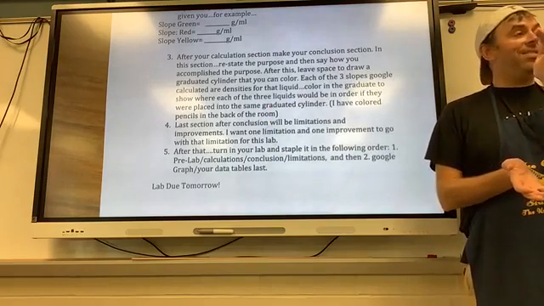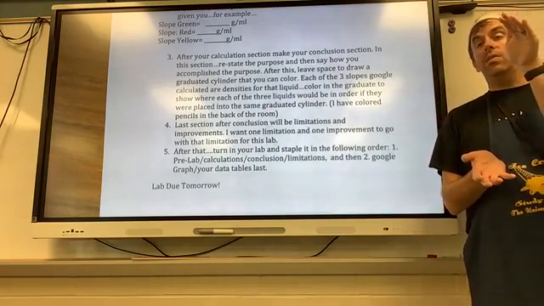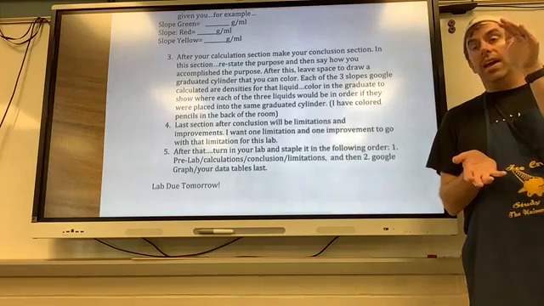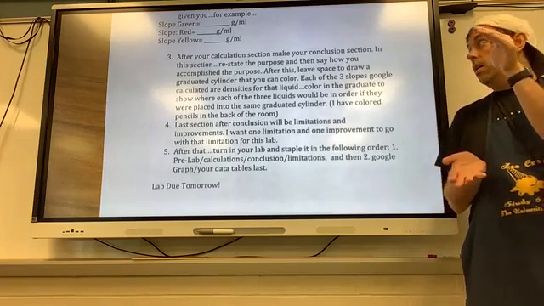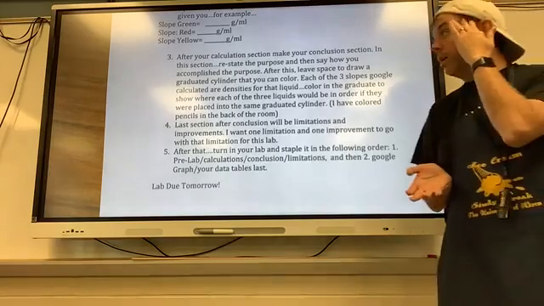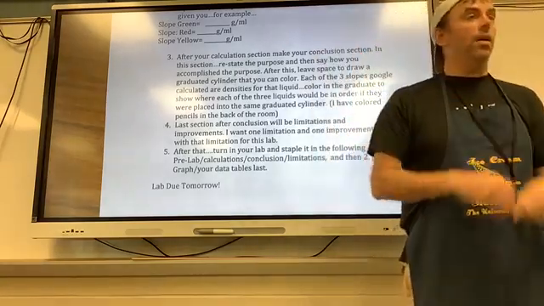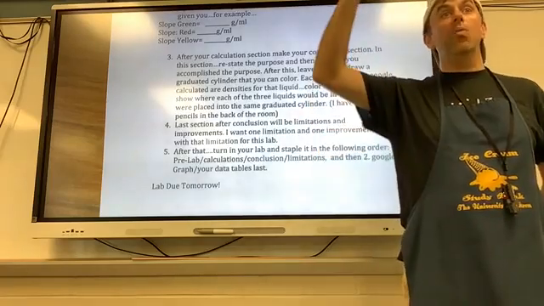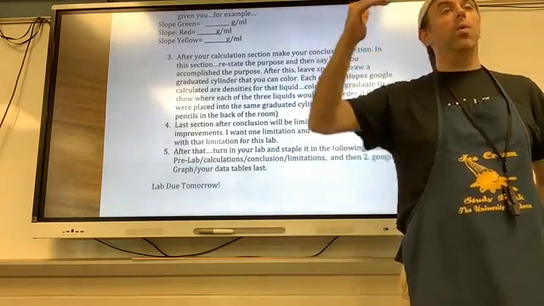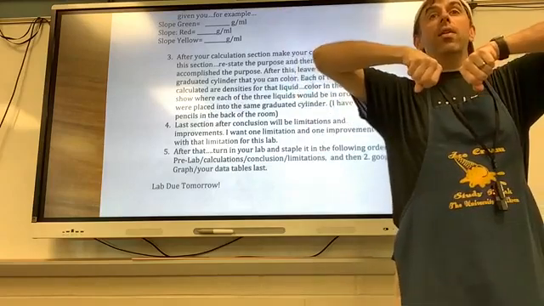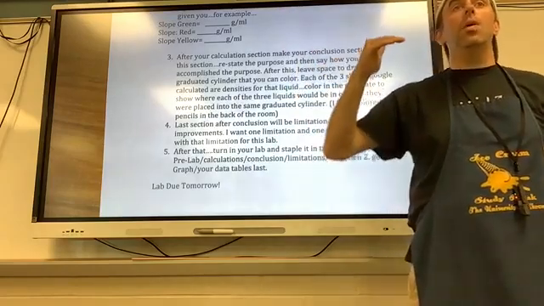Or if you want to get fancy, you could draw the graduated cylinder with a drawing app on your Chromebook. And you're going to label or color, if you would have poured all 3 liquids into one graduated cylinder, what color would have been where? So if you pour all 3 together, where would the green be? Where would the yellow be? Where would the red be?